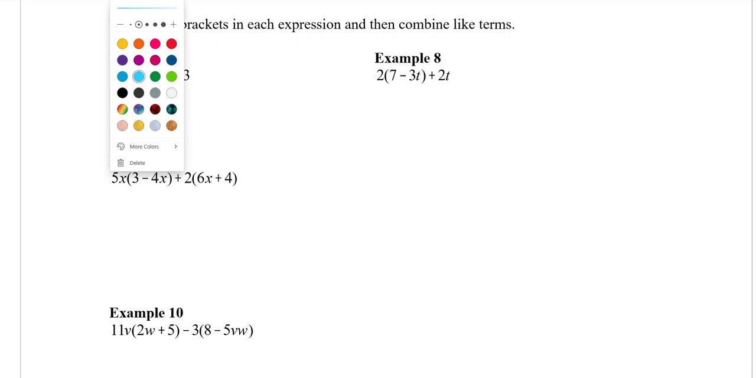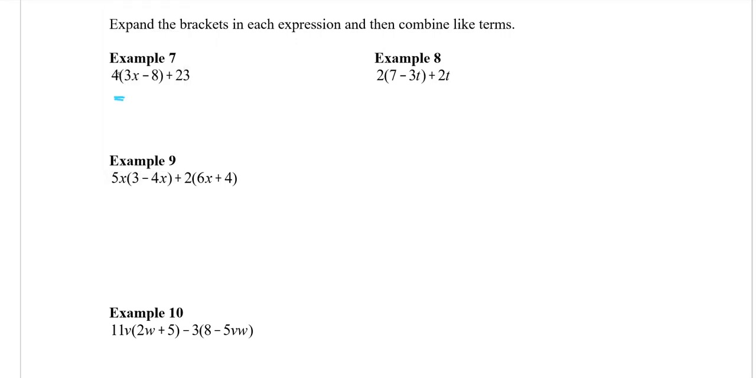So expanding first, we have 2 lines of working. First line, we're going to times the 4 into this bracket. 4 times 3 is 12x, then minus 4 times 8, which is 32. The plus 23 is not in the bracket, so don't multiply it. It's just sitting at the end, so plus 23.